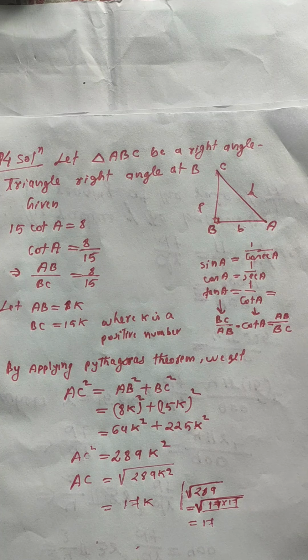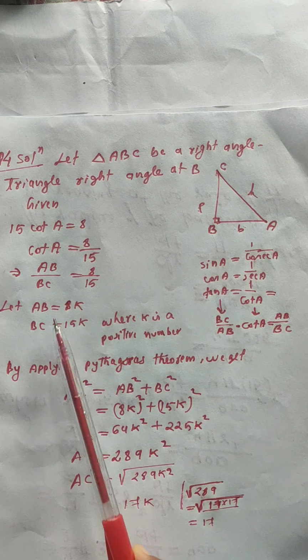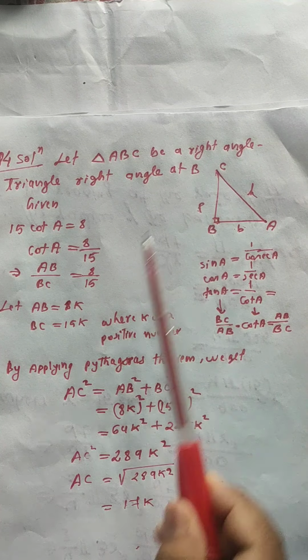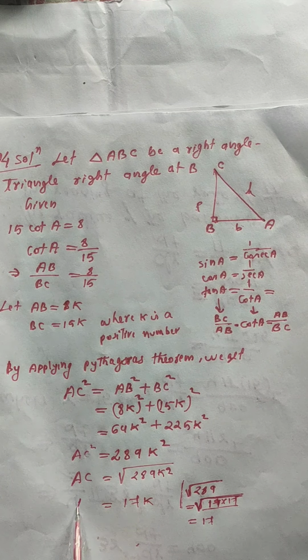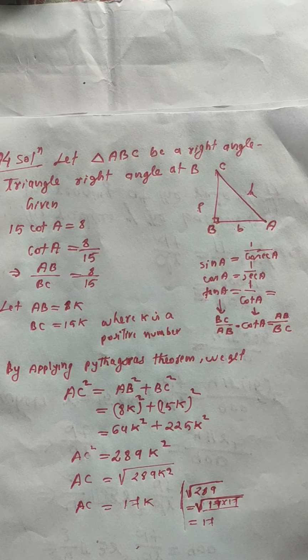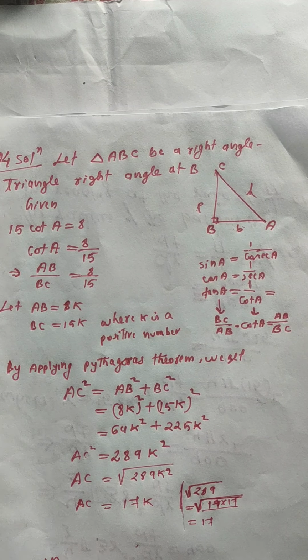Now we got all the three sides of this triangle. AB how much? 8K. BC 15K, and AC is how much? 17K. Now according to the question, we have to find out sine A, the value of sine A.